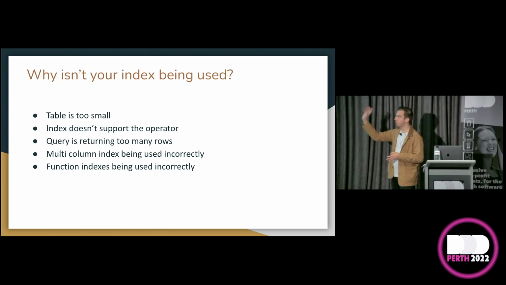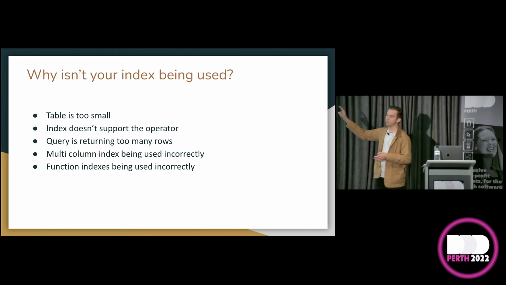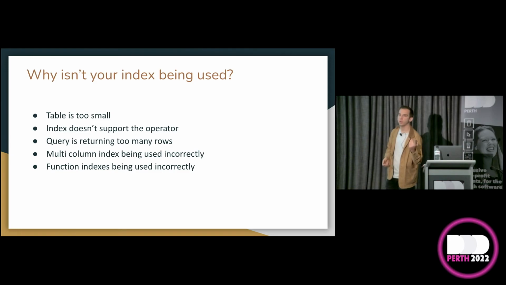The operator is another sneaky one. So this is something that's going to be dependent on your database. Documentation will tell you. Something off the top of my head would be LIKE is not supported by B-trees in Postgres. So be wary of those sorts of things. And we've talked about these, which was query returning too many rows. Your index is not selective enough. It will not use the index. You're using your multi-column index incorrectly or even inefficiently. And then we have function indexes being used incorrectly.